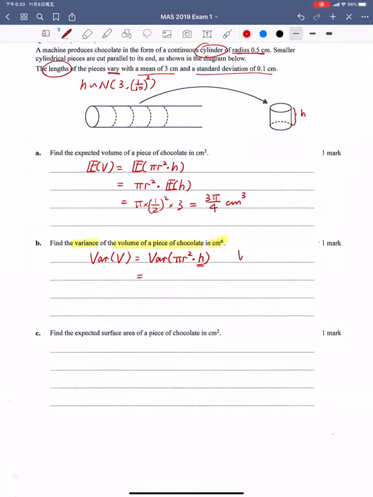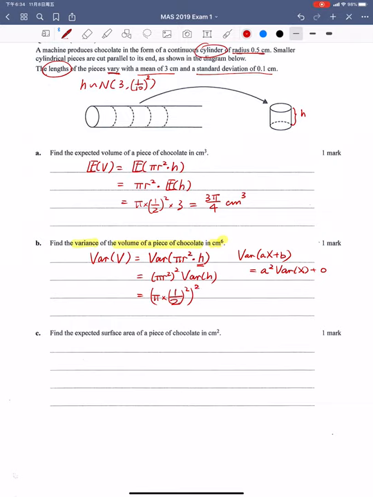And don't forget Var(aX plus b), for a, b constants, we will have a squared Var(X) plus 0. In this case, a will just be pi r squared. So it's pi r squared, everything squared, times variance of h. And we will have pi times half to the power of 2, squared.